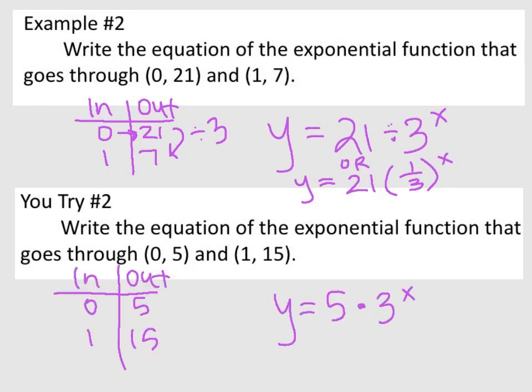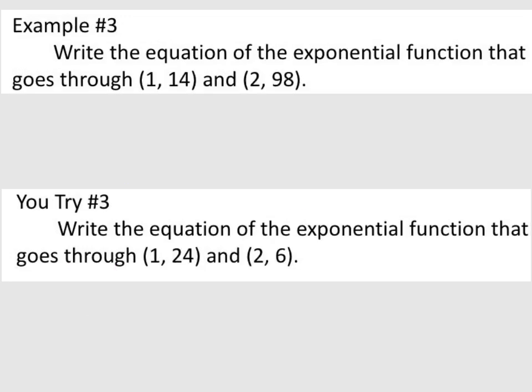You should have gotten y equals 5 times 3 to the power x. I got one last example for you. Write the equation of the exponential function that goes through (1, 14) and (2, 98). Again, we were given 2 points, so we're going to make a little input-output table. But as you're going to notice, I'm leaving a gap at the top.